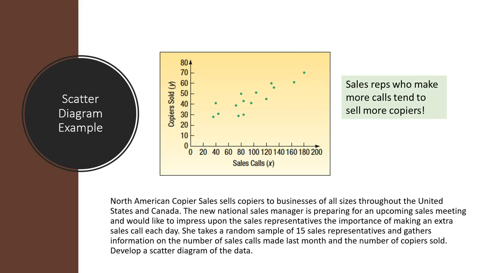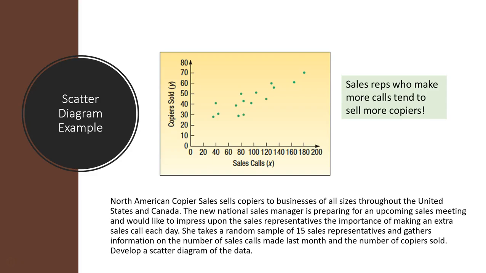So using that information, we can develop a scatter diagram of the data. On the previous slide, our first salesperson was Brian Viros. He made 96 sales calls and sold 41 copiers. So to plot this point, you would move along the horizontal axis to x equals 96 and then go vertically to y equals 41 and then place a dot at that intersection. You would end up doing this for all of your sales representatives.